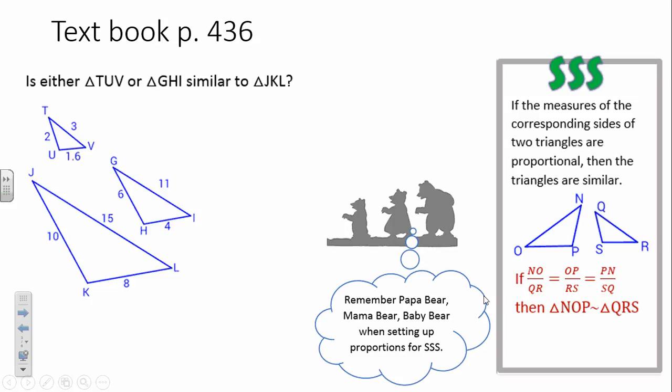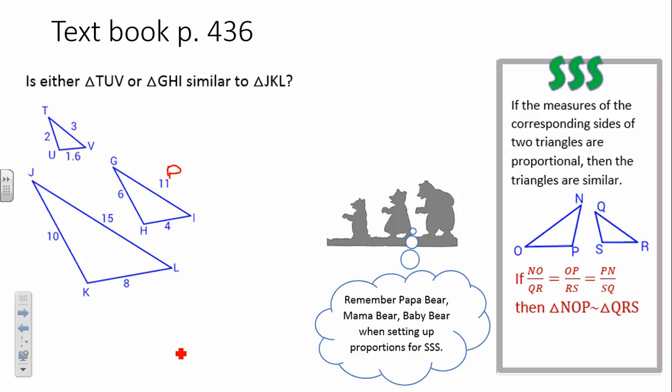So when you're doing these types of problems, I want you to think about Goldilocks and the Three Bears. We want to remember Papa Bear, Mama Bear, and Baby Bear. So we're comparing the smallest triangle to the largest triangle, or the medium-sized triangle to the largest triangle, and trying to decide which one is similar to the largest triangle. So with triangle GHI, I look at this and ask myself which one is the largest side of this triangle. And GI is my Papa Bear, my largest side of my triangle.